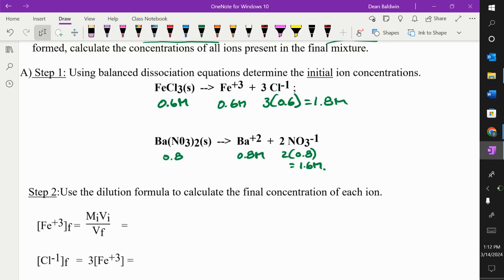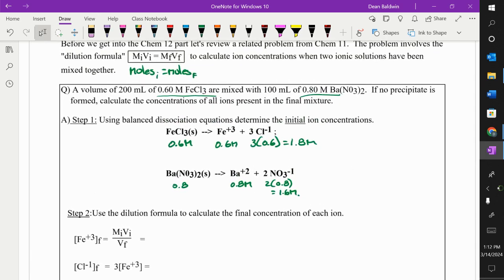Now we mix these together. This is like you have one flask of 200 mL of the iron chloride, and you're adding it to a flask of barium nitrate that has 100 mL. These numbers are the concentrations of the ions in each flask before you mix them. Does that make sense? Okay.